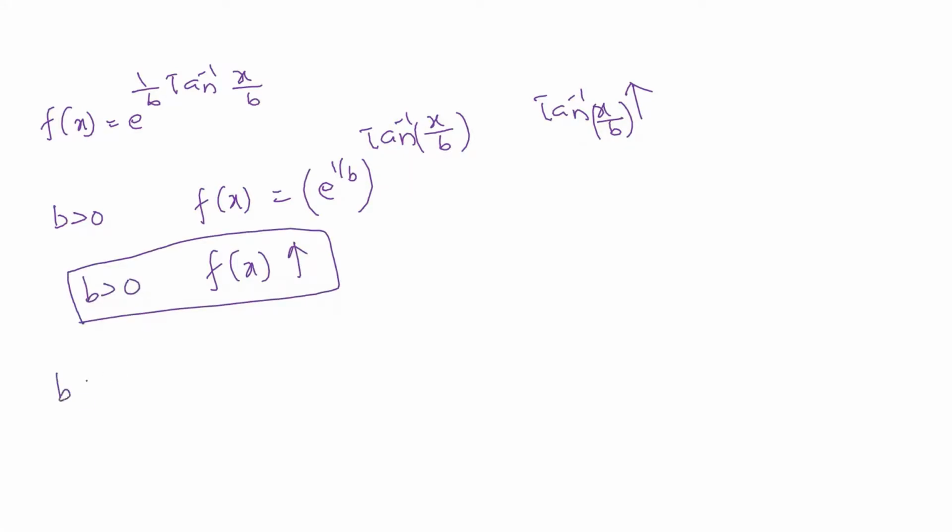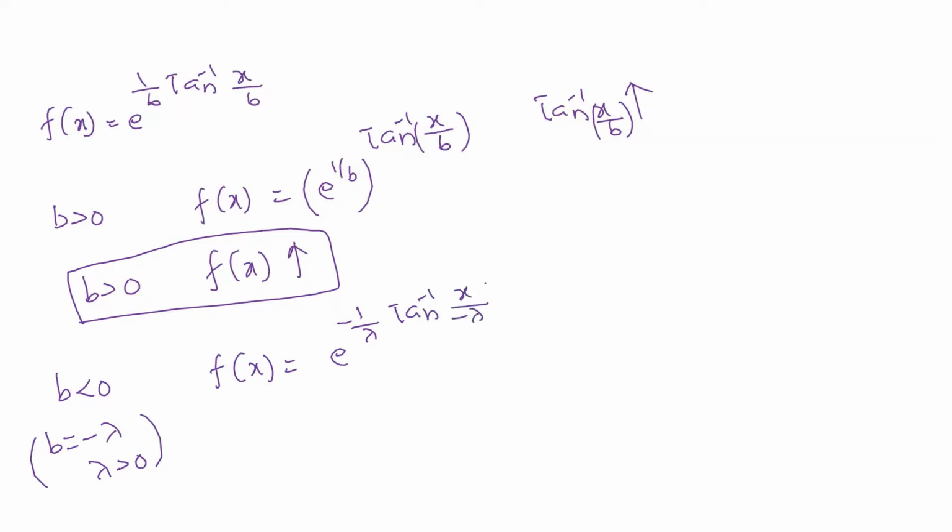But now what do we get when b is less than 0? Again, f(x) is e raised to 1 by b tan inverse of x upon b. Here I'm going to substitute b equal to minus lambda, where lambda is a positive value. So f(x) is going to be e raised to minus 1 upon lambda tan inverse of x upon minus lambda. And of course, from the property of tan inverse, this negative will come out. So this can be written as e raised to 1 upon lambda tan inverse x upon lambda, where lambda is positive.